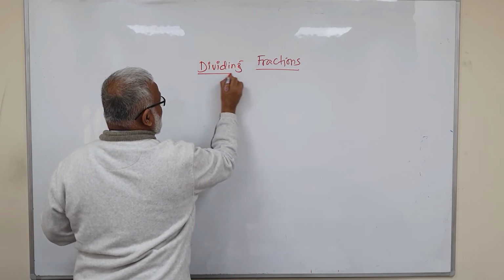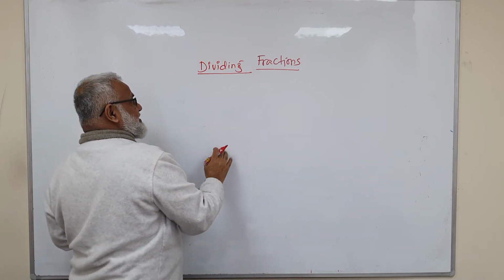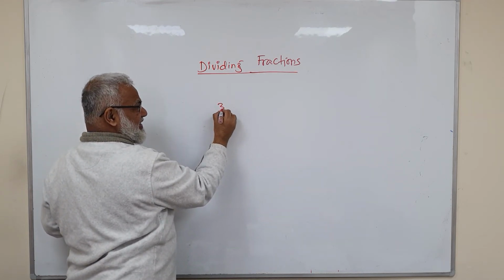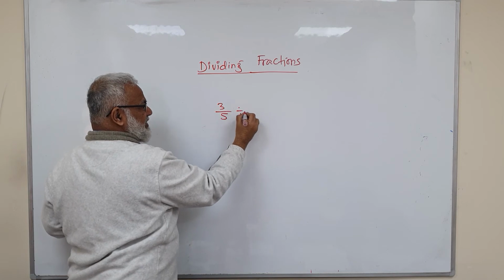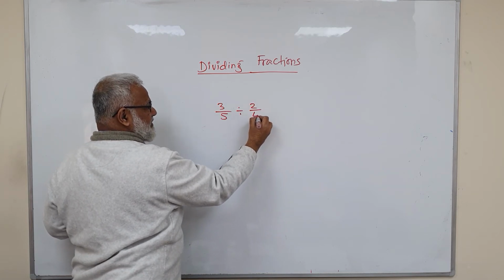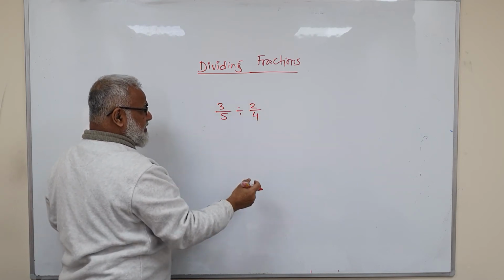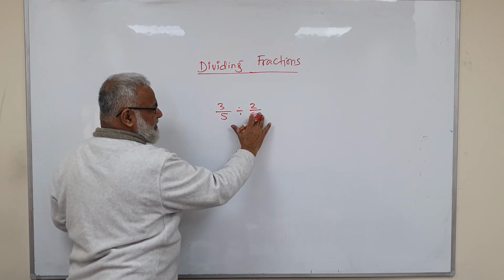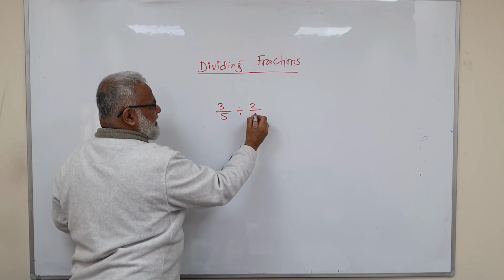So dividing fractions. I will give you a fraction 3/5 divided by 2/4. Alright. So how will you do it? Or let's change the number, this one, 2/7.